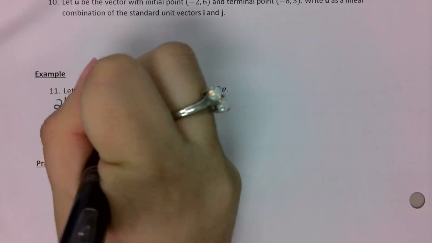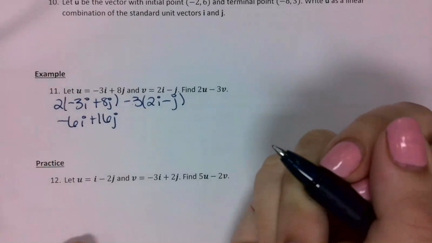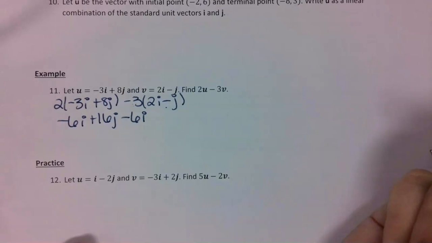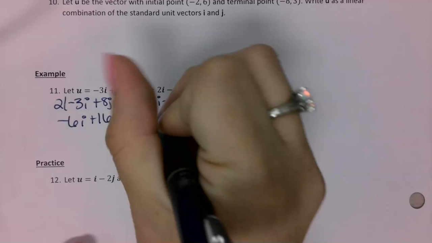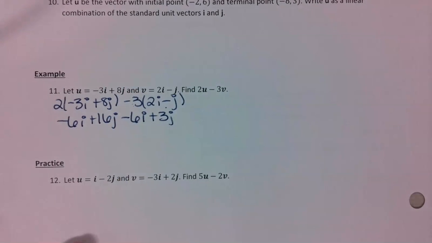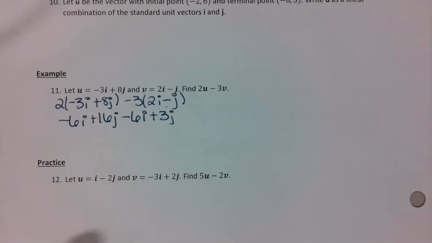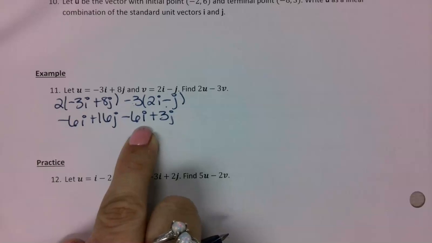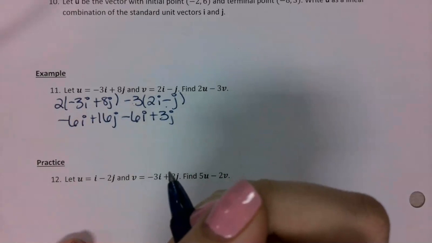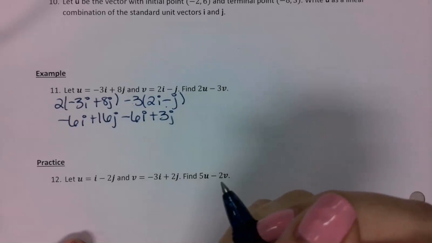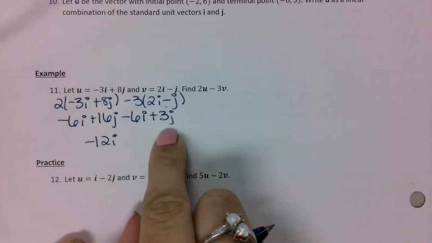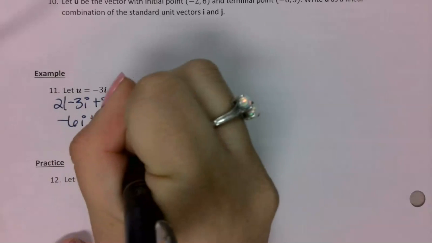16j, -3 times 2i, -3 times -j, positive 3j, and then I just want to combine like terms, so I have -6i and -6i, -12i, 16j plus 3j, and then that's my final answer.